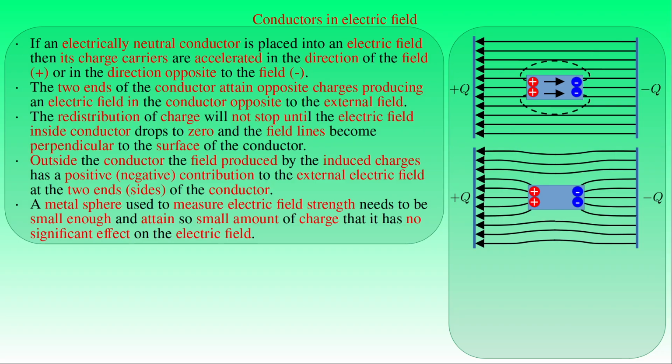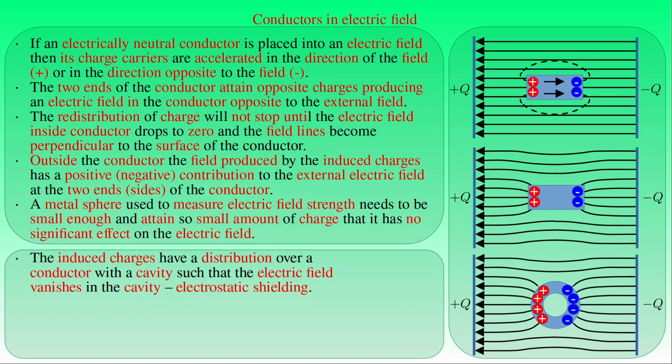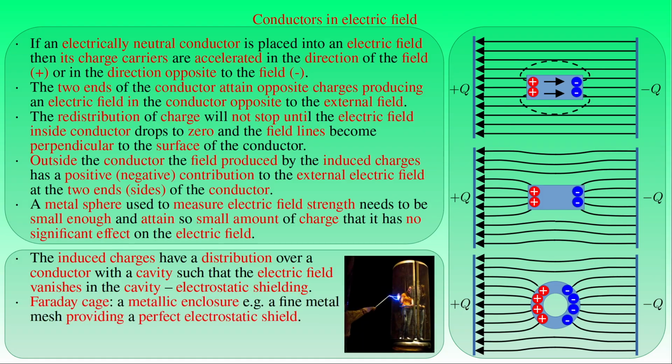For a conductor with a cavity, the induced charges have a distribution over the surface of the conductor in equilibrium such that the electric field vanishes within the cavity. In other words, the external electric field cannot penetrate the cavity because the conductor shields the cavity from the electric field. A metallic enclosure, for example, a fine metal mesh known as a Faraday cage, can provide a perfect electrostatic shield for the space enclosed by it.